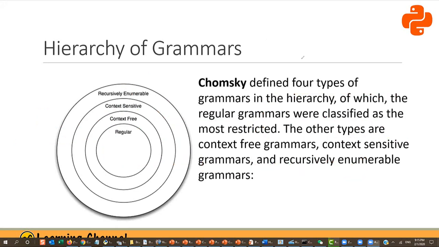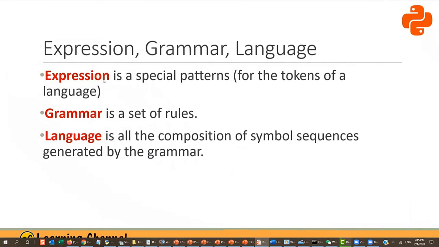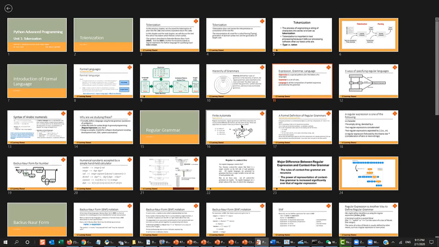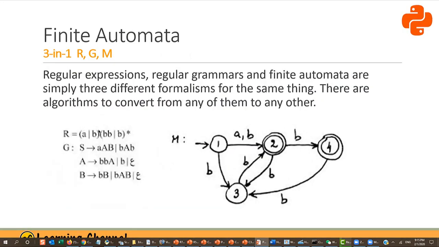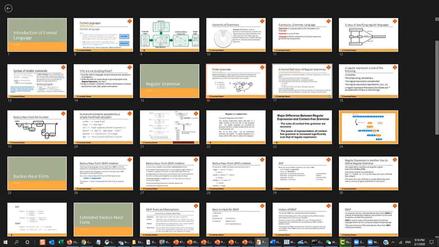In theory, when we have recursion, we will need memory in our program. With regular expression, we don't need recursion, and we don't have the memory. So that's Chomsky grammar. So we have expression, grammar, and language. These three are a set, three in one system. Let's jump further. Here we have a grammar rule, and the right hand side is a machine. Grammar rule, machine, and expression: three in one, three equivalent things.